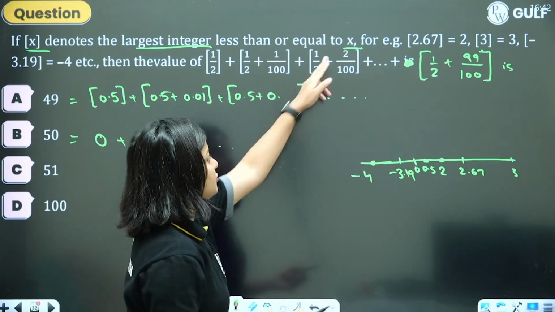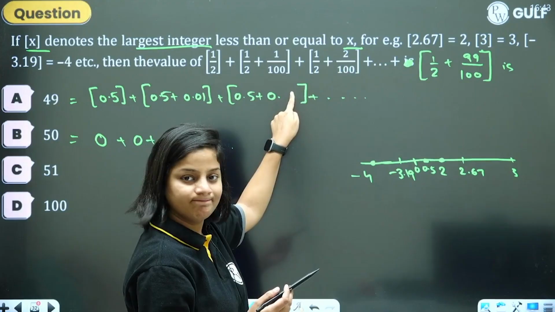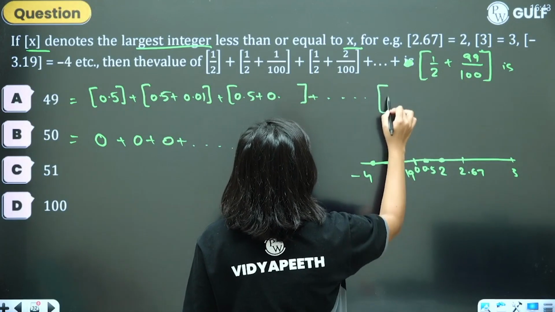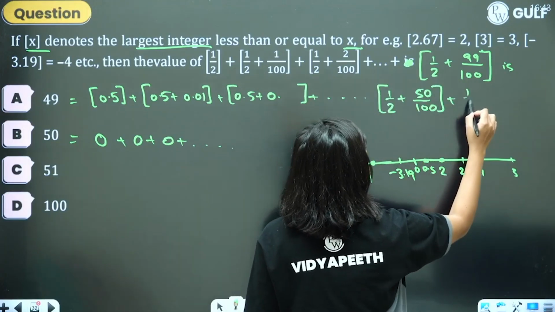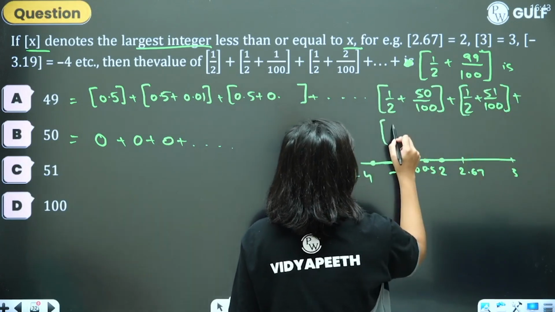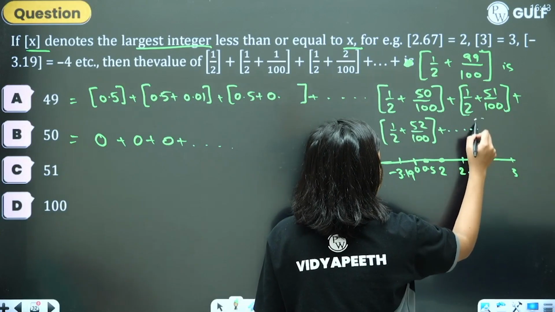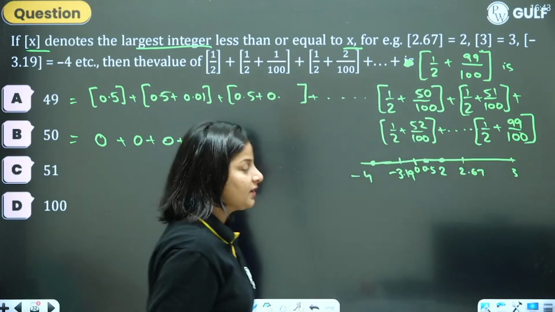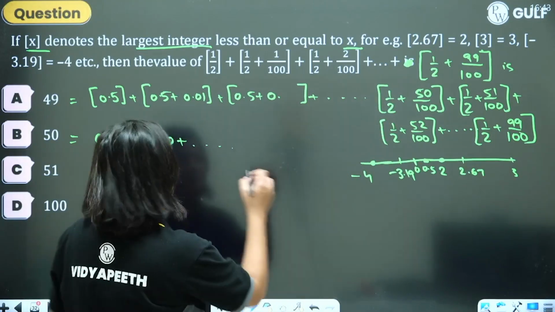So notice a change, 2 by 100, 3 by 100. Till when will you get 0 point something something? So there will be a term in between like this, 1 by 2 plus 50 by 100. And then 1 by 2 plus 51 by 100, plus 1 by 2 plus 52 by 100, plus till 1 by 2 plus 99 by 100. This is how the pattern will go. Why did I break at 50? Because till 50 every number is 0. After 50 what happens? Check.